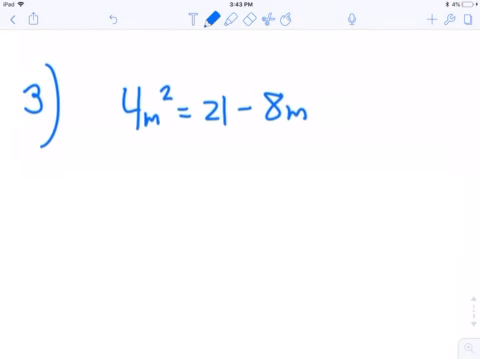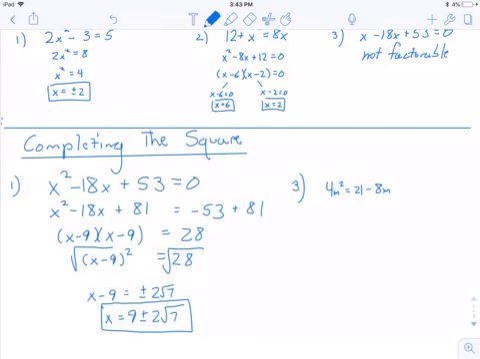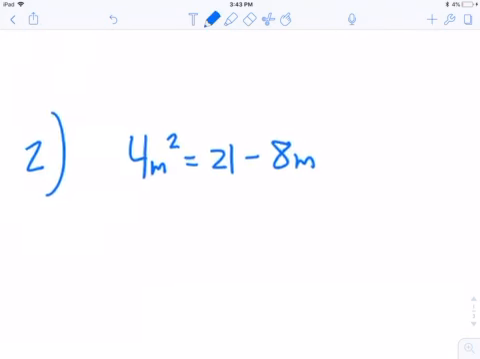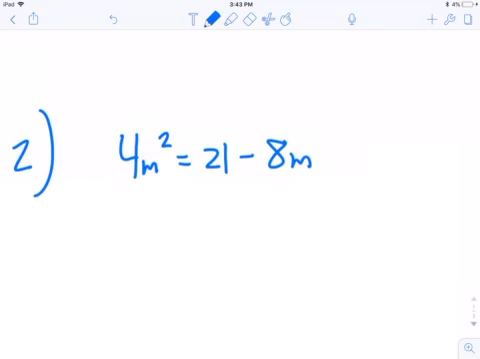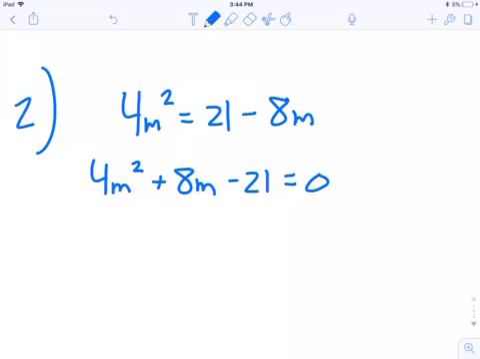Okay, let's look at another example. Number 2. Okay, so for this one, 4m squared equals 21 minus 8m. We want to go ahead and put this in standard form. So that's 4m squared plus 8m minus 21 equals 0. And notice now we have a leading coefficient other than 1.